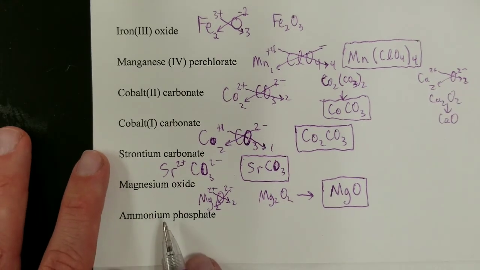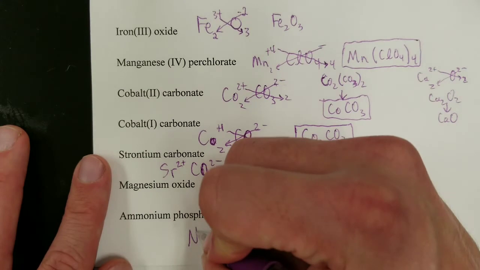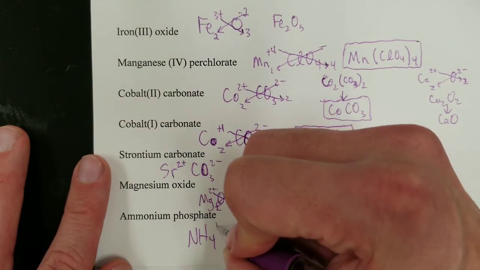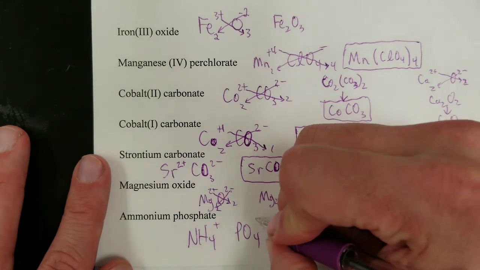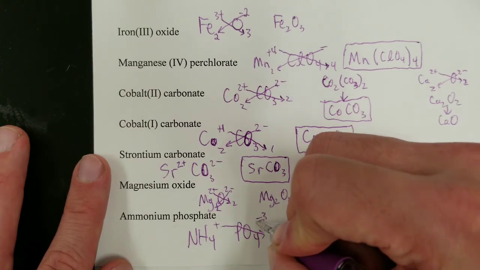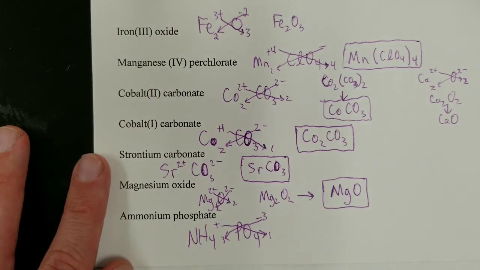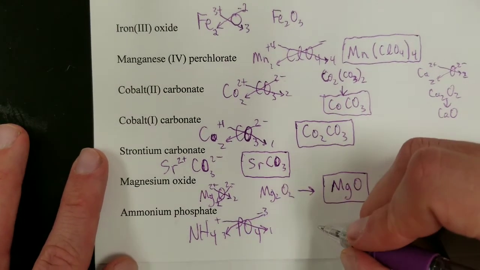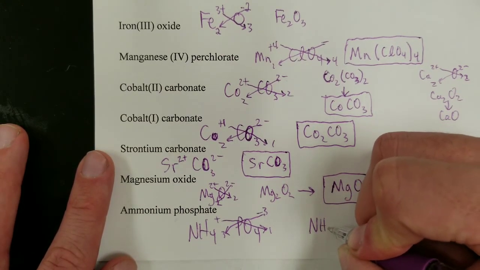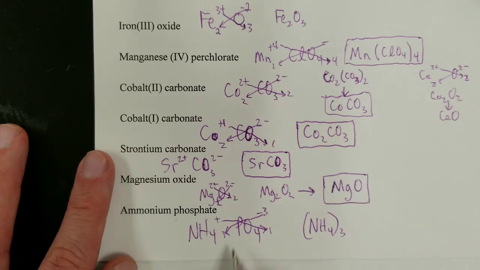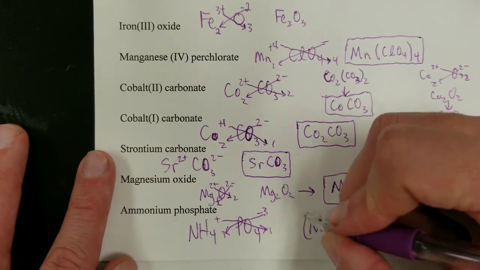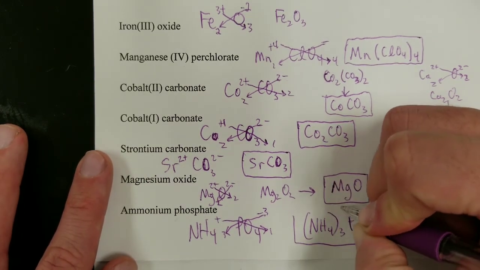And then let's see, ammonium phosphate. Ammonium is NH4, phosphate is PO4, 1+ charge on the ammonium, 3- charge on the phosphate. That tells me I need 1 phosphate for the formula and 3 ammoniums. So that means the final formula is going to be involving NH4 and 3 of them as decided here, and 1 phosphate. Let's box that up to show that that's the final answer.